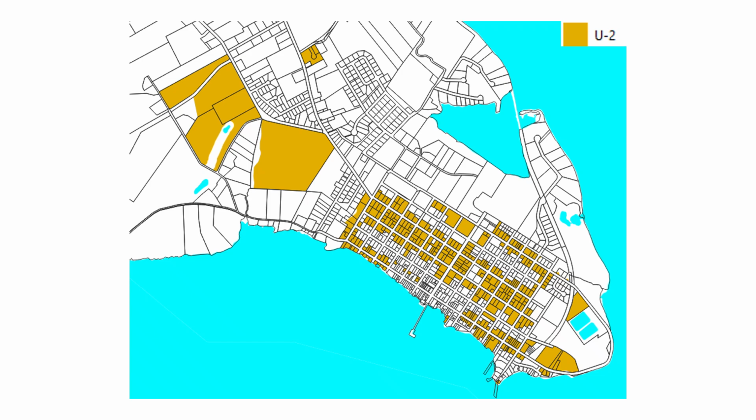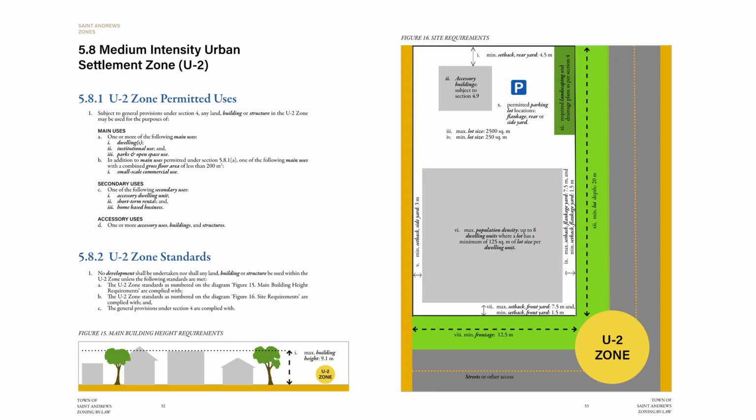We've covered all those definitions already, so we're going to move to the next zone, which is the medium intensity urban settlement zone for up to 8-unit residential, neighborhood commercial, and institutional. And so this is some of the current mixed use zone, some of the institutional zone, some of the lots adjacent to the busier streets, which have some of these uses already. So this zone allows for dwellings and institutional use and parks and open space use.